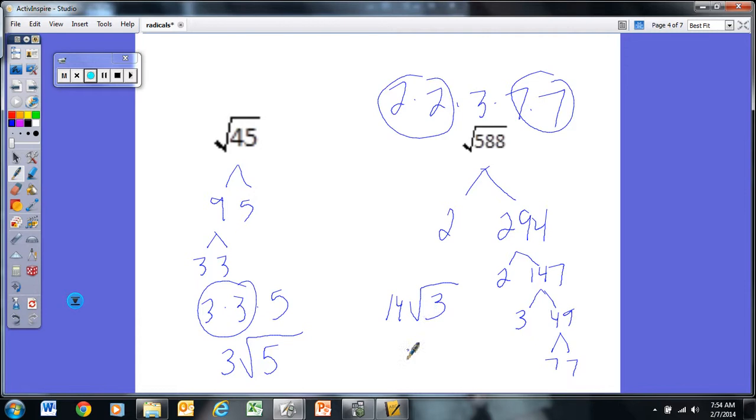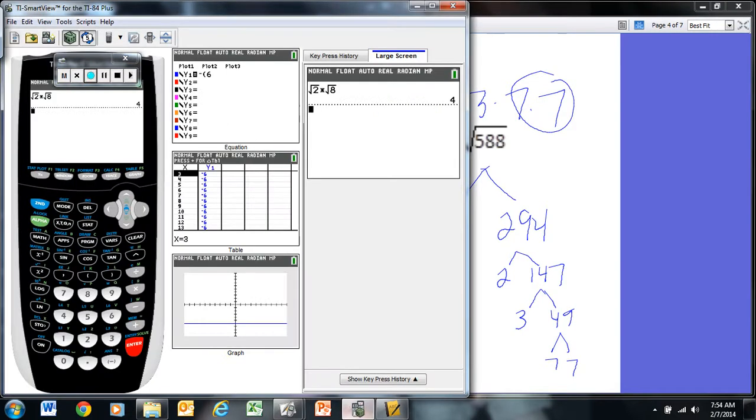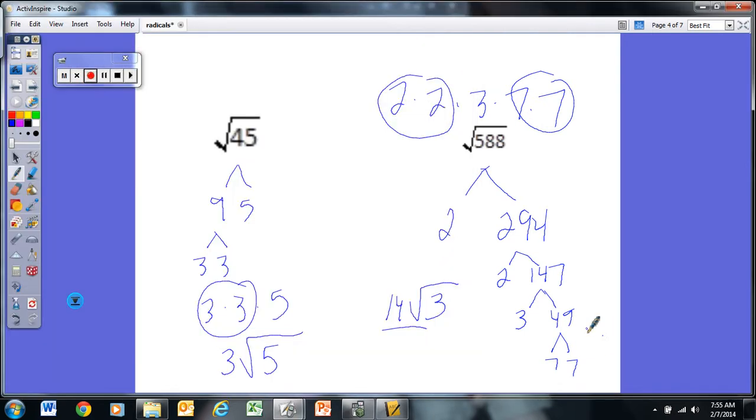Now you can always check your answer by typing this into a calculator just like this. 14 square root 3, and square root 588 was what I started with. These should be the same answer. That means you did it correctly. Okay?